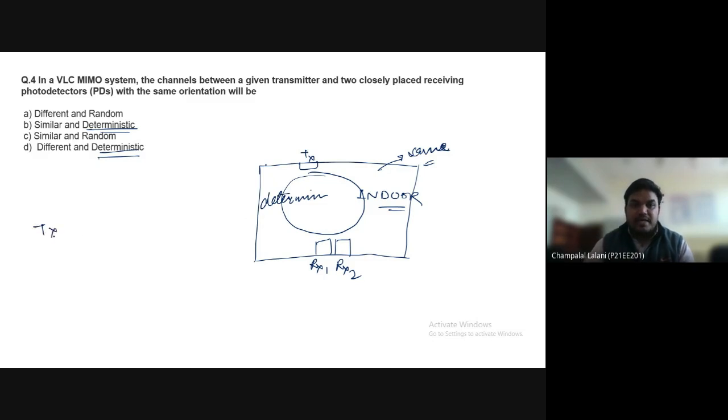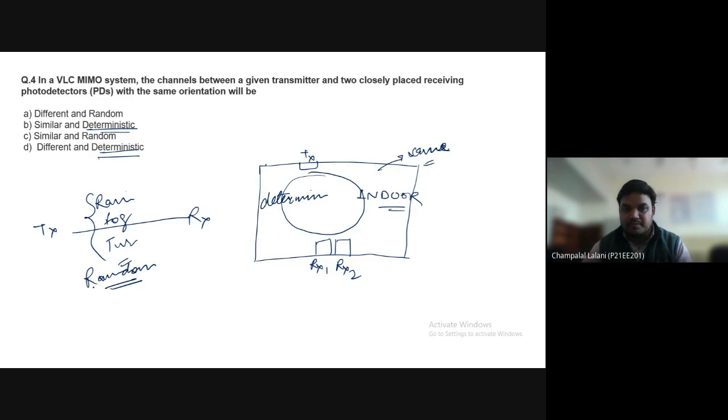If it is an outdoor channel, then we don't know; there may be rain, fog, or there may be turbulence. This keeps on changing randomly. So in the outdoor, it is random. But if you take it as an indoor channel, it is generally a deterministic one. And as these are placed very close to each other, this will be similar and deterministic.